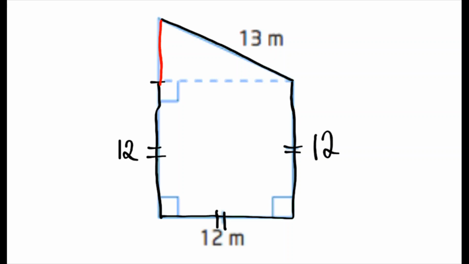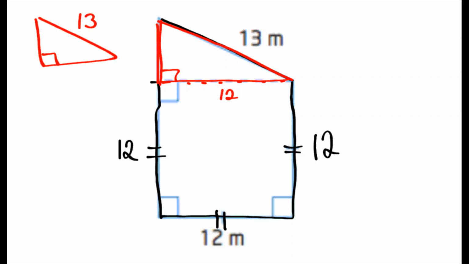Again, I have a triangle here. This is a right triangle, and that's telling me that I need to somehow use the Pythagorean theorem to find that missing red side. I know that this dotted line here is 12. Actually, I'm going to redraw that red triangle.